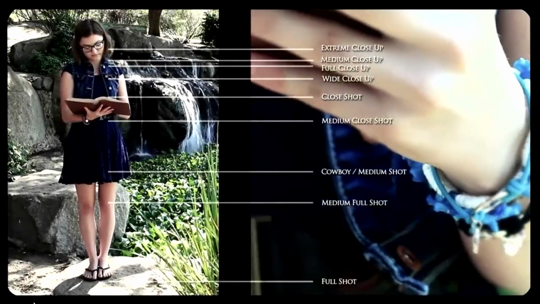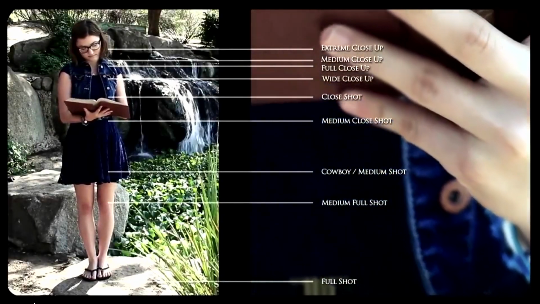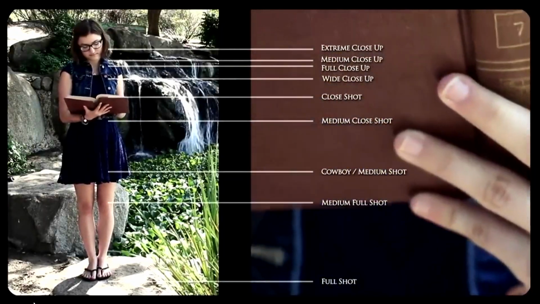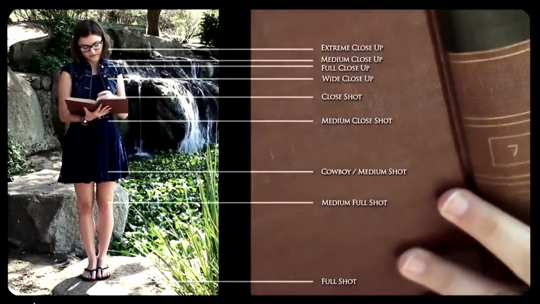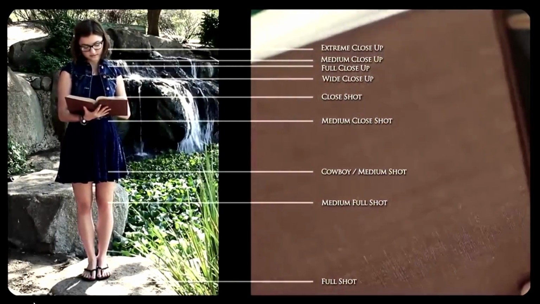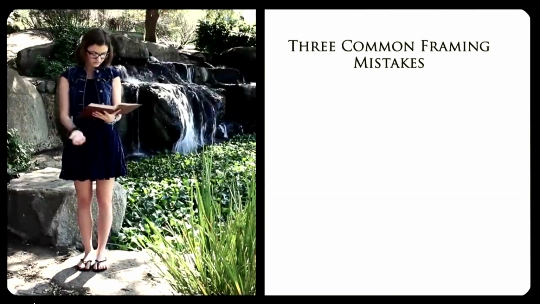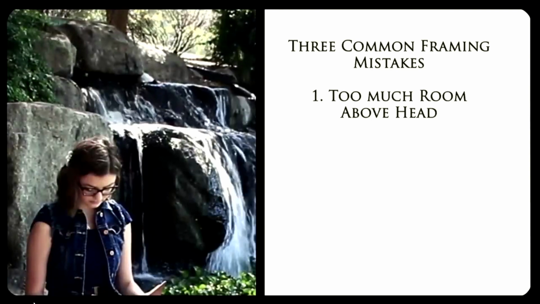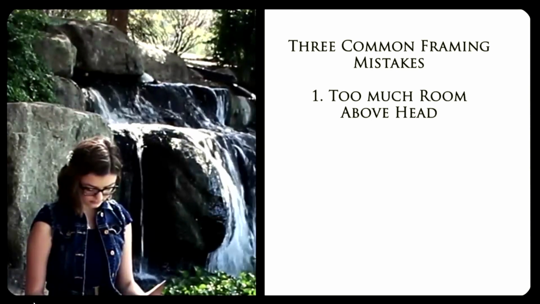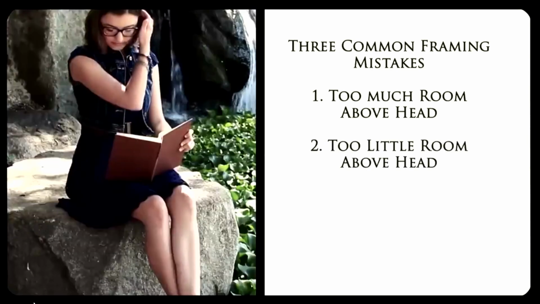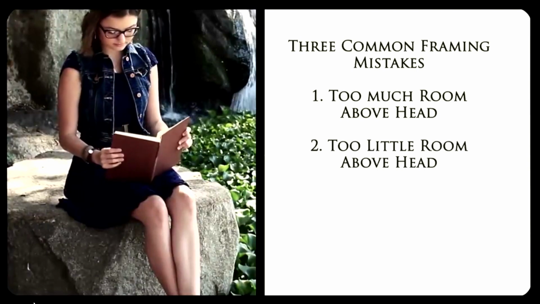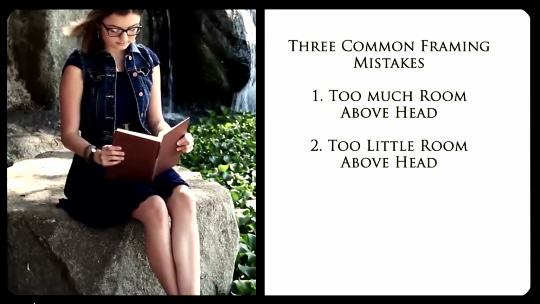When shooting a scene, it is important to properly crop your subject within a frame. Here are the 3 mistakes often made. 1. Leaving too much room above the subject's head, creating too much dead space. 2. Leaving no room above the subject, clipping their head.